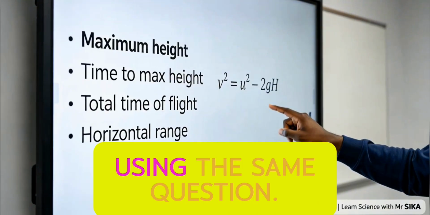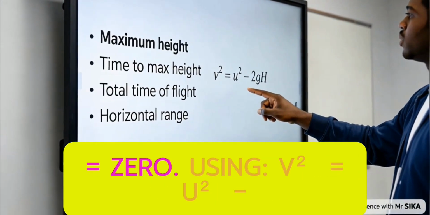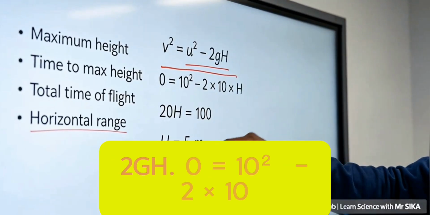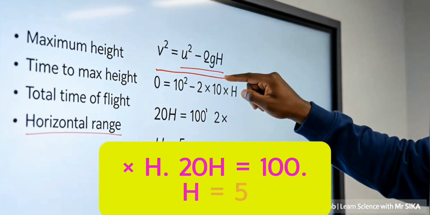Now let's find everything using the same question. Maximum height: at maximum height, vertical velocity is 0. Using v squared = u squared + 2as, 0 = 10 squared - 2 x 10 x h, so 20h = 100, and h = 5 meters.